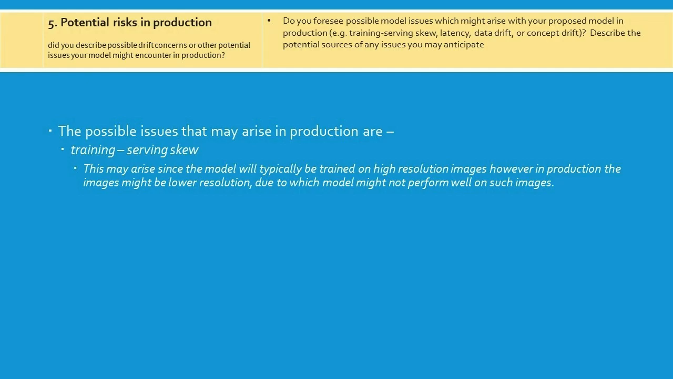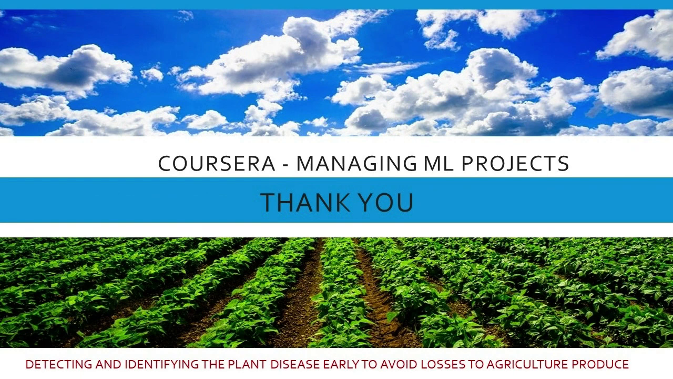Moving to the last step of our assignment, identifying risk in production. The possible issue that may arise here is training serving skew. As we learned in our course, this is the most likely issue, where the model will typically be trained on high resolution images. However, the images used in production might not be high resolution, or the cameras through which the photos are clicked might not have high resolution.